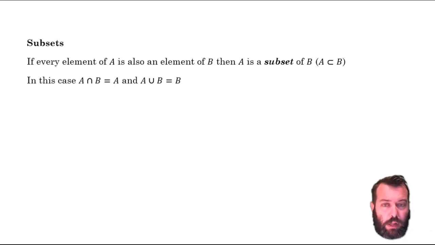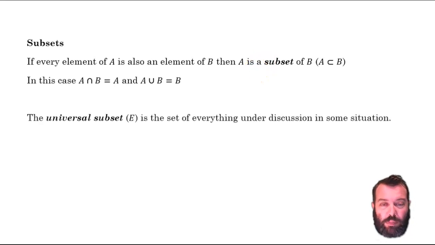So, if A is a subset of B, then the intersection of A and B, the things where they overlap, is all of A. Right? The intersection of A and B equals A if A is a subset of B. And the union of A and B will be B, because we can think of B as being sort of larger and A is entirely contained within it.